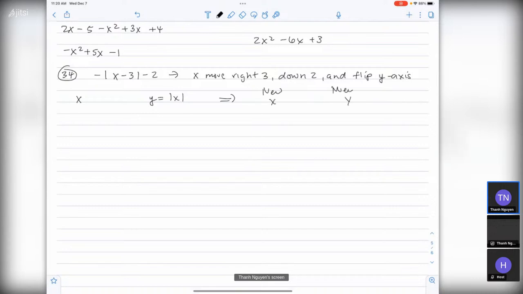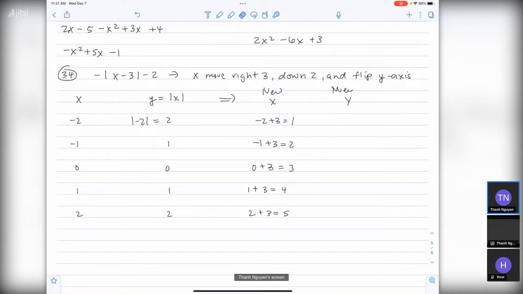So, x and y, let's just plug in negative 2, negative 1, 0, 1, 2. This is 2, 1, 0, 1, 2, right? It's absolute value. It's quite simple. Pretty straightforward. Okay, so new x: you're adding 3 because you're moving right. So negative 2 plus 3 is equal to 1. Negative 1 plus 3 is equal to 2. 0 plus 3 equals 3. 1 plus 3 equals 4. And then 2 plus 3 equals 5.